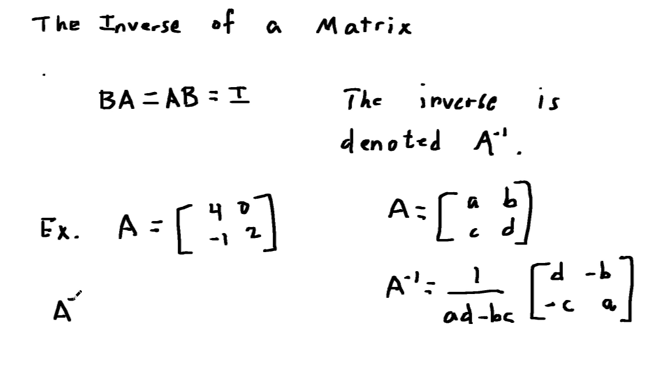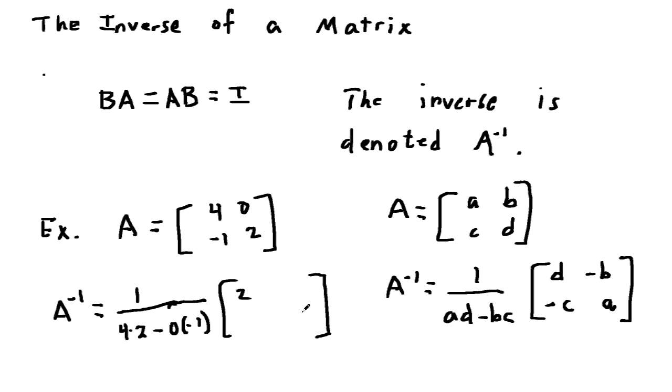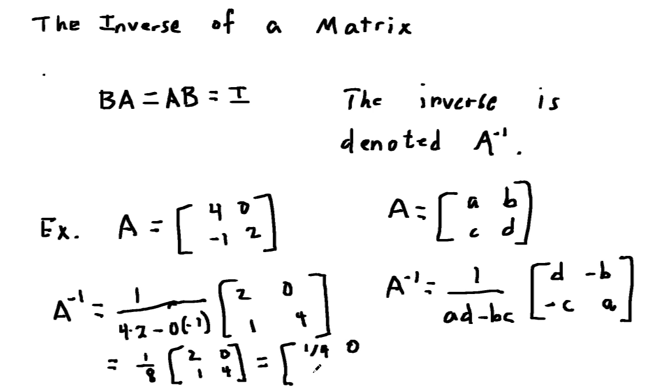Okay, let's apply that here to this matrix. So take 1 over AD minus BC times the matrix that you get by swapping the 2 and the 4 and attaching a minus sign here and here. Okay, so let's simplify this. Distribute that 1 over 8. So we get this. Okay, so this is the inverse of A.